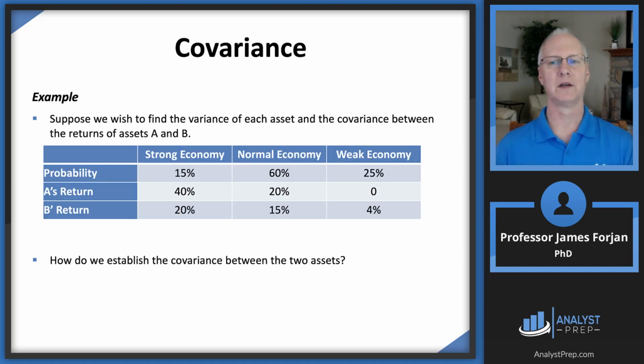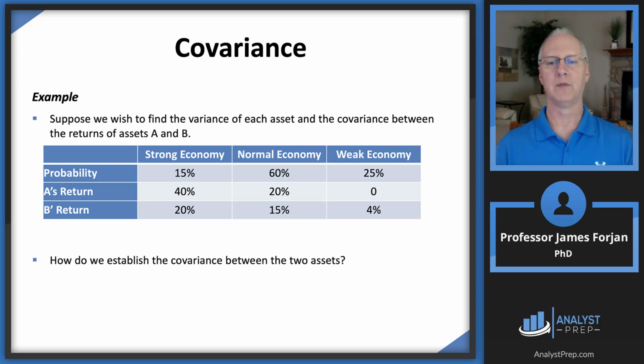So let's go ahead and compute covariance. Notice what we have here. We've got two different assets. Down the left-hand column, I've got two assets, A and B. A returns 40, 20, and 0 in a strong, normal, and weak economy, and B returns 20, 15, and 4% in a strong, normal, and weak economy. And then I've attached probabilities to those economies, 15 and 60 and 25%, and those, of course, sum to 100%.